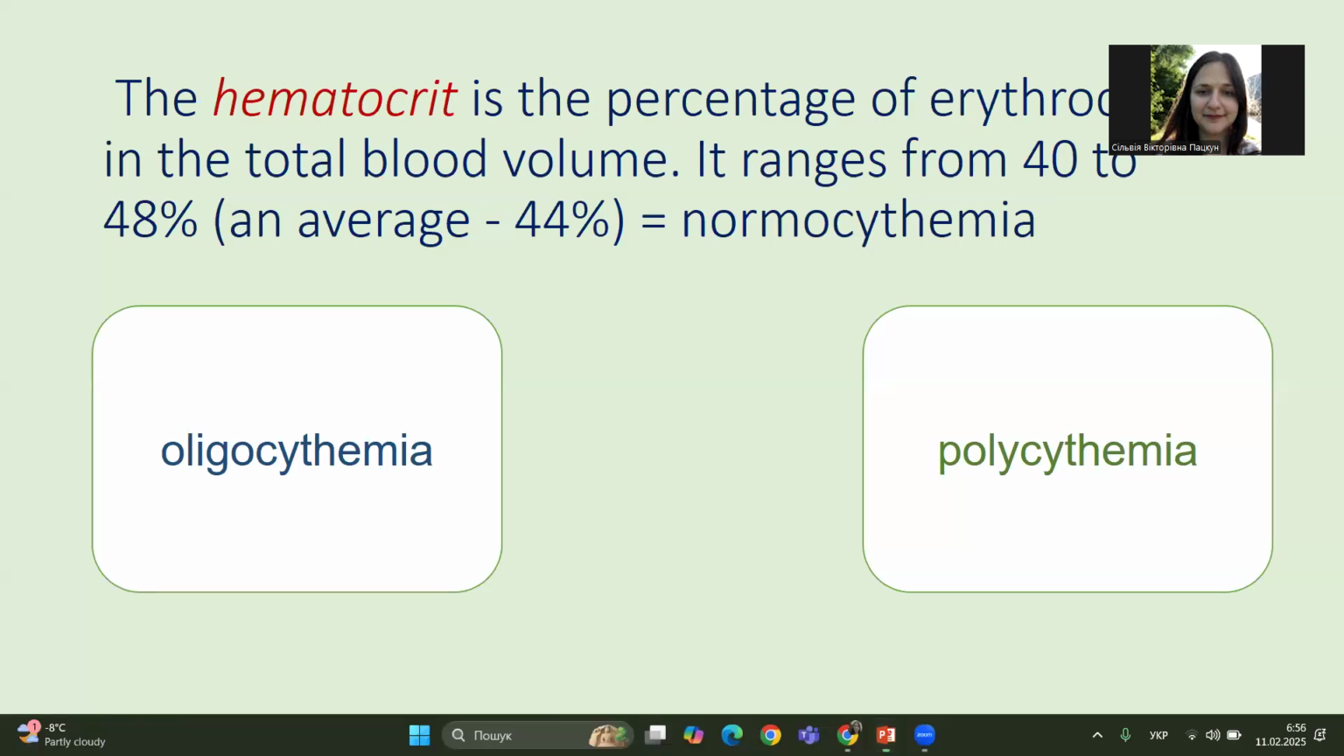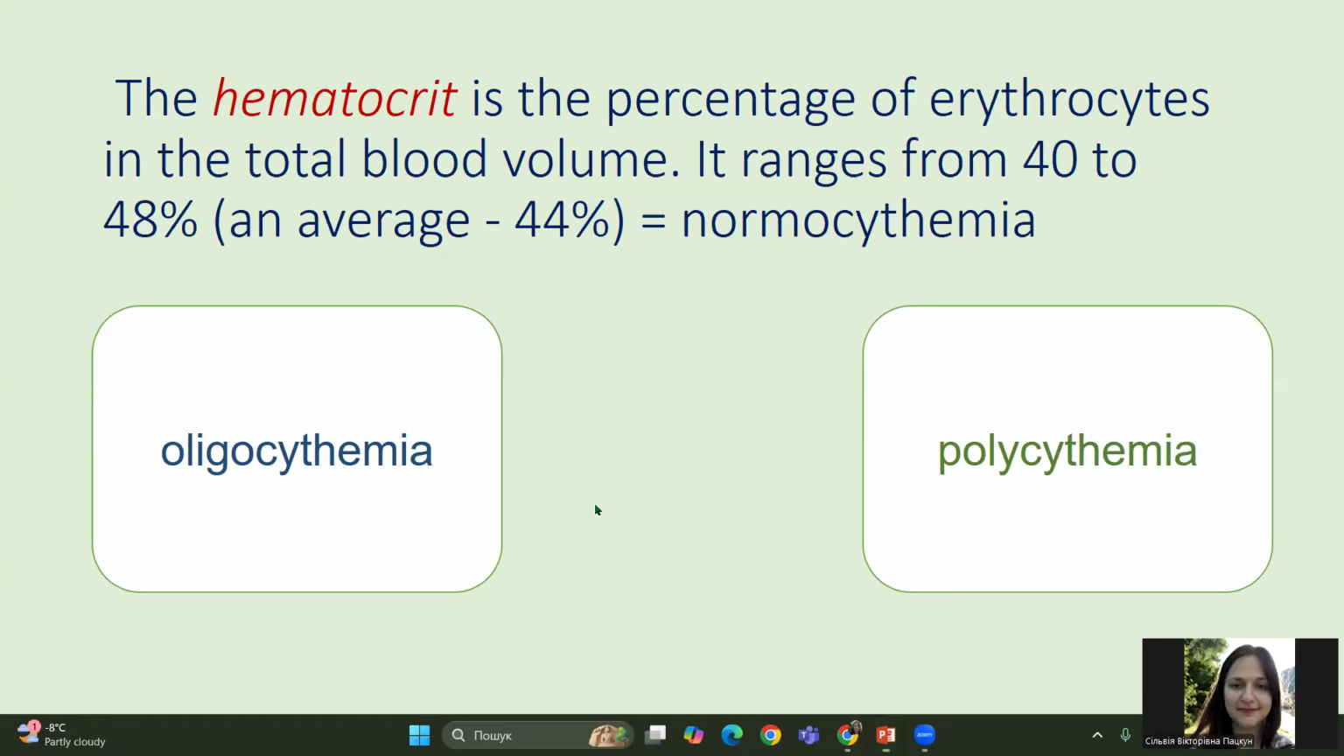Hematocrit is the percentage of erythrocytes in the total blood volume. It ranges from 40 to 48%, an average of 44%. Hematocrit in the normal range is called normocythemia. If hematocrit is less than the normal range, it will be oligocythemia. If it is more than the normal range, it will be polycythemia.